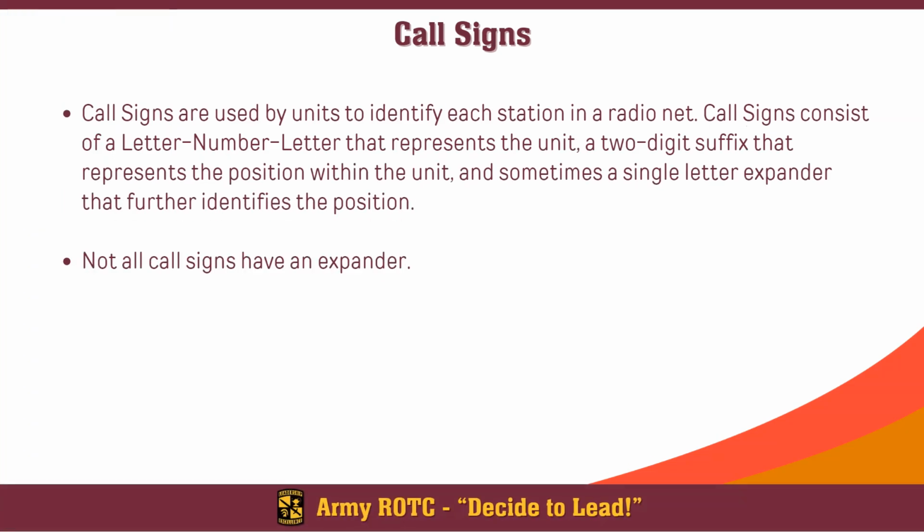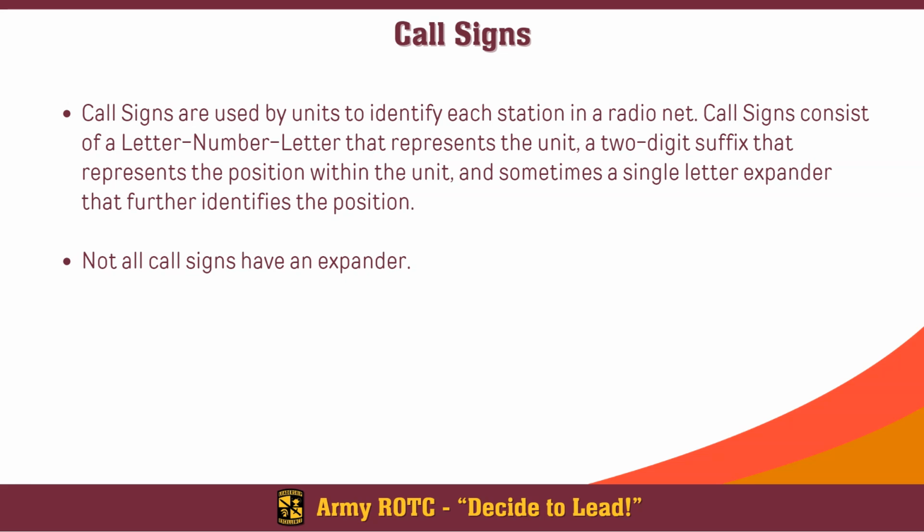Now, when it comes to those call signs, we just ended on call signs, which are used by different units to identify each station in a radio net. Those call signs consist of a letter, number, letter, which represents the unit, a 2-digit suffix that represents the position within the unit, and sometimes a single letter expander that further identifies the position, but not all call signs have that expander. You've probably seen it used in ROTC as something like Grizz 41 Alpha. That would be Grizz, maybe the 4th platoon, 1st squad, Alpha team leader.